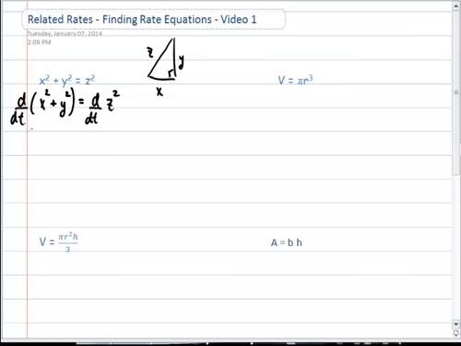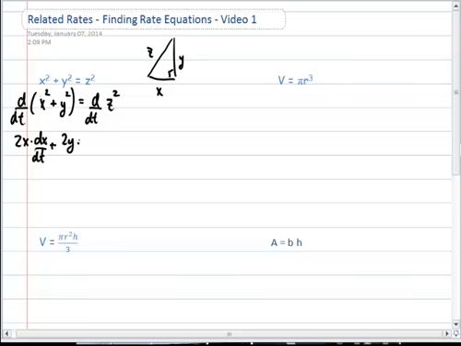So the first part, we're going to get 2x times dx/dt. The next part, we're going to get 2y times dy/dt. And the last part, on the right side, we're going to get 2z dz/dt. And this would be our rate-based equation. And there are several things we can do with this. First of all, we can cancel out the 2's.